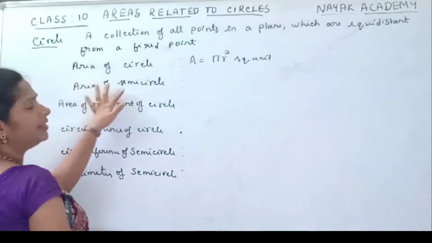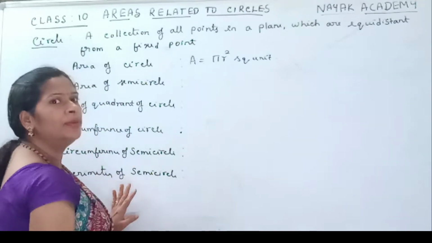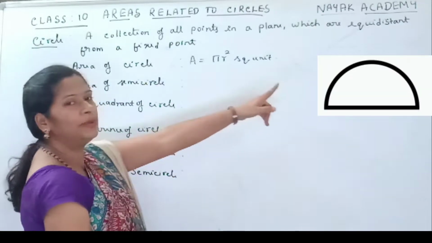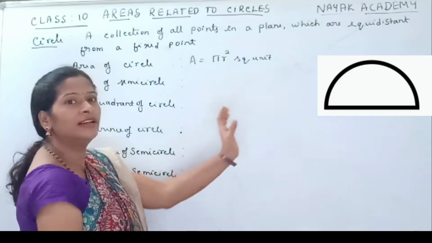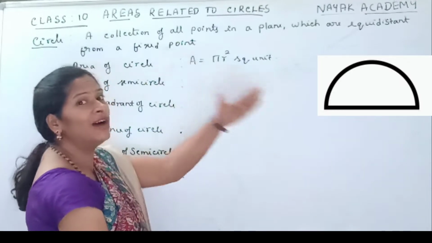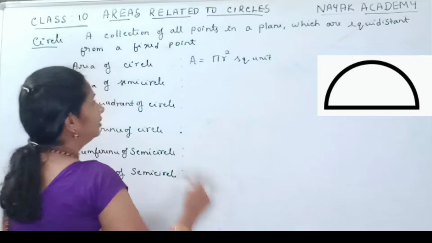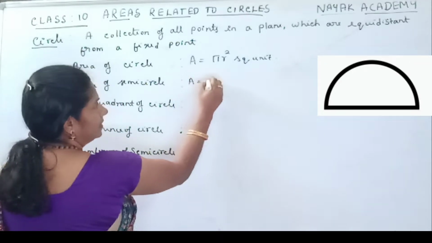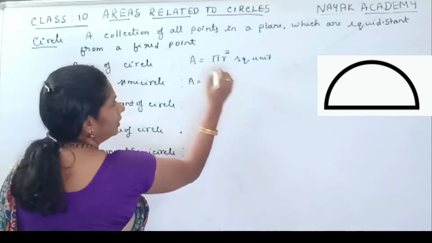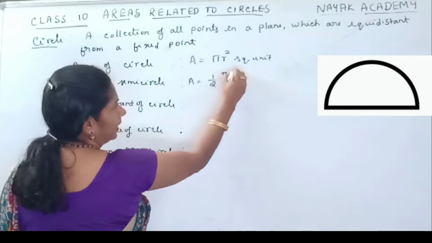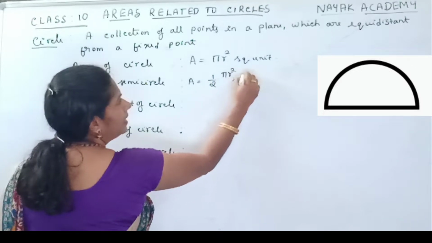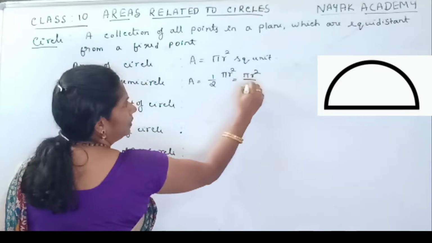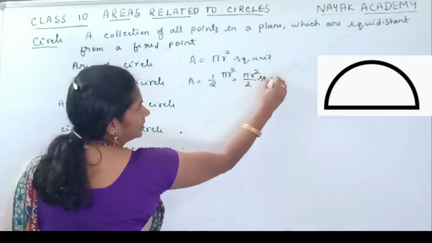Then what is the area of the semicircle? What do you mean by semicircle? You can see the picture on the screen. A semicircle is nothing but half of the circle. The area of the semicircle is half of the area of the circle. It is pi r square, that is, pi r square divided by 2 square units.